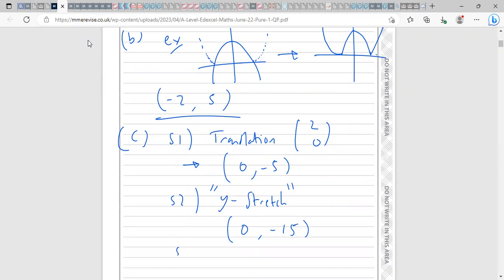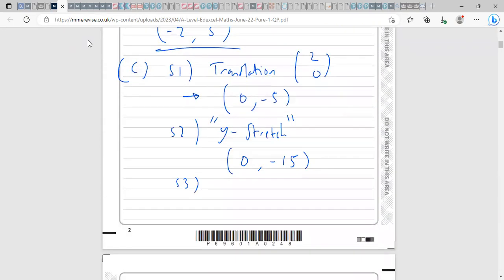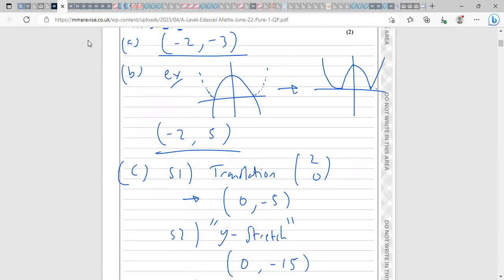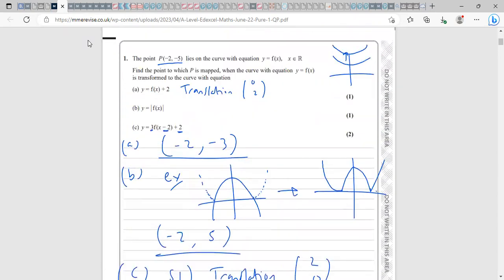And then the last step is to do the y translation, so to add 2 to it. Now we're going to add 2 to this y coordinate, so we're going to get 0 and minus 13. So your final answer will be this one here. The point is going to be transformed onto (0, -13) for part C.